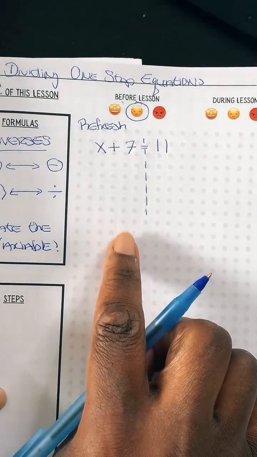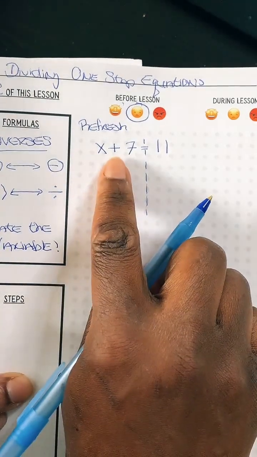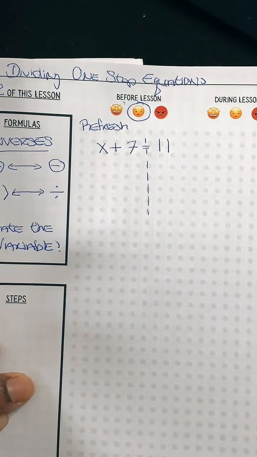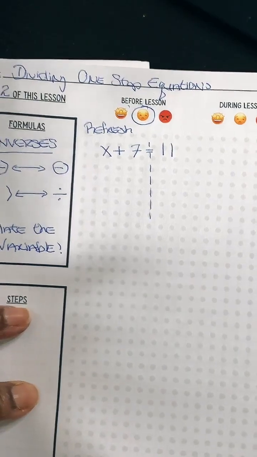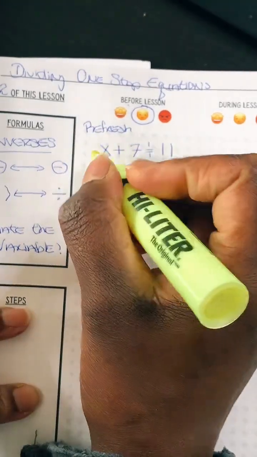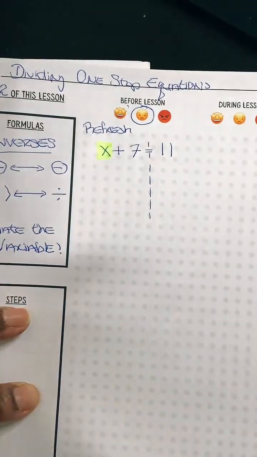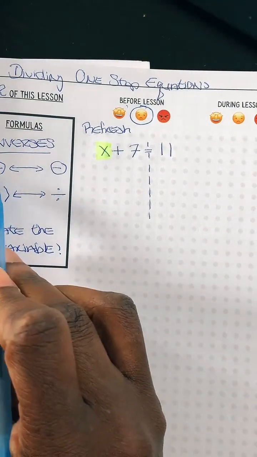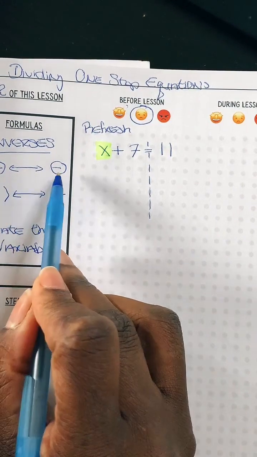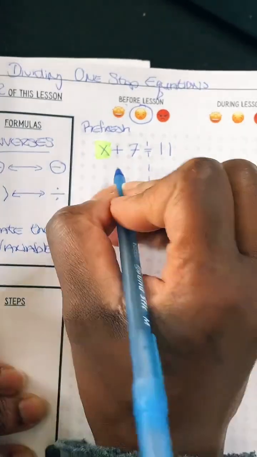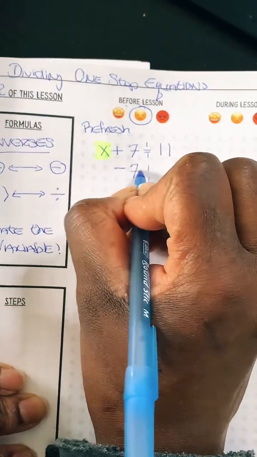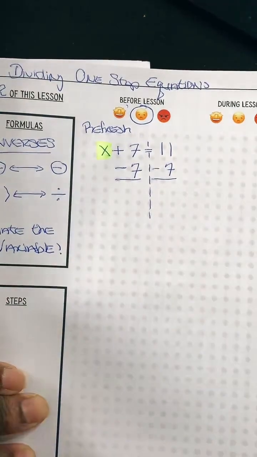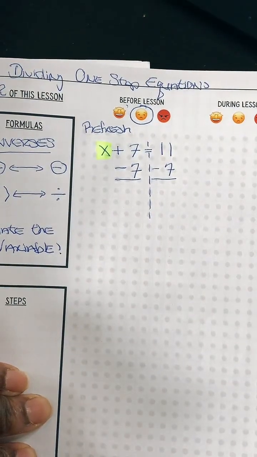So if we take a look, we have x plus 7. In order for x to be by itself, we need to move that plus 7. So we want the x to stay right where it is, but we want to move the plus 7. We know that the inverse of addition is subtraction. So we're going to subtract 7 on both sides. Whatever you do on one side of the equal sign, you must do on the other.